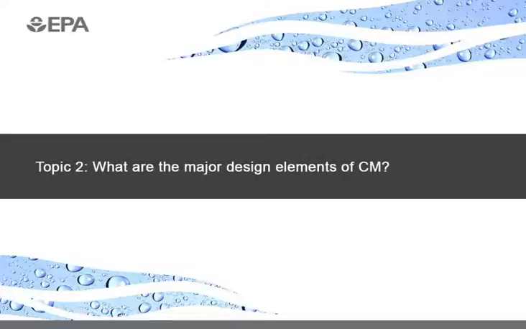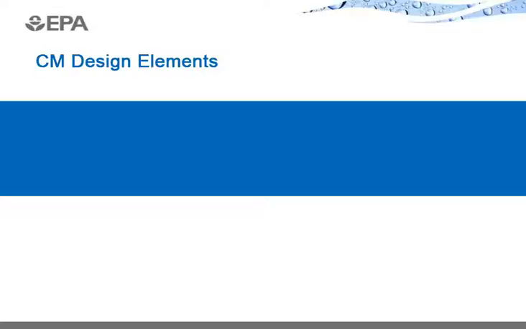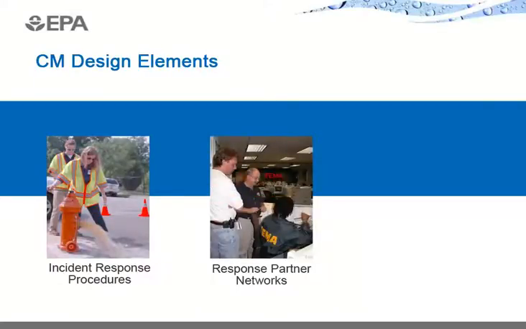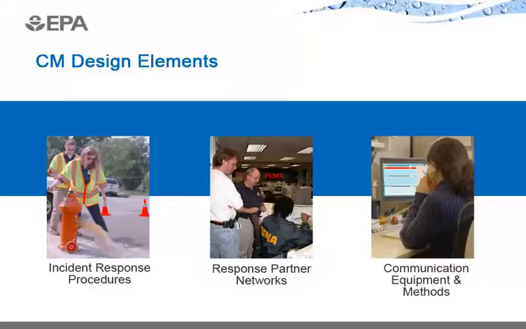Now let's discuss the major design elements of CM. CM is composed of 3 design elements: incident response procedures, response partner networks, and communication equipment and methods. While CM designs may vary, an effective component requires all 3 design elements. We'll discuss each design element in greater detail in the upcoming screens.